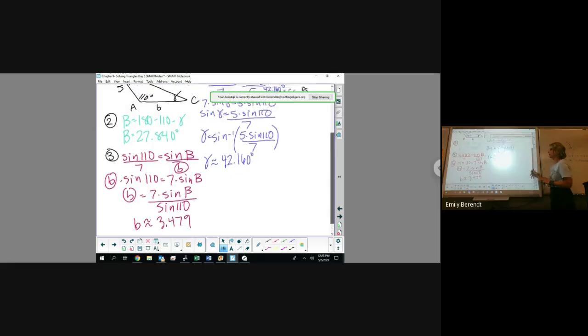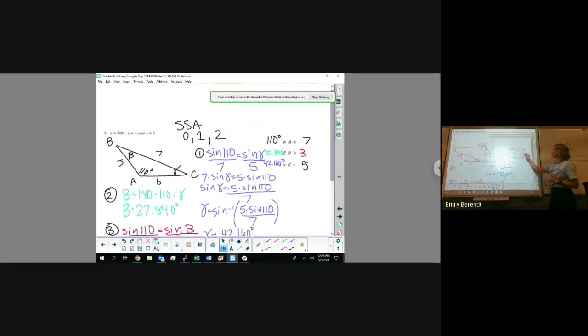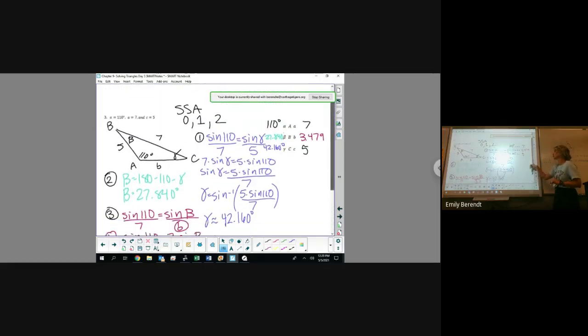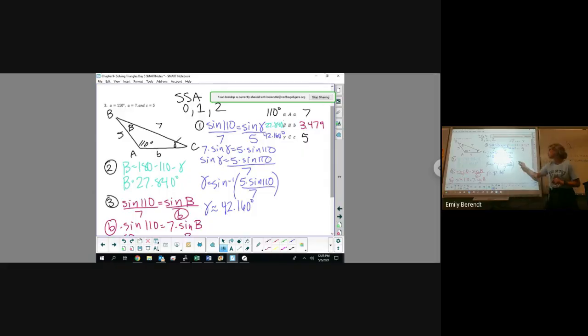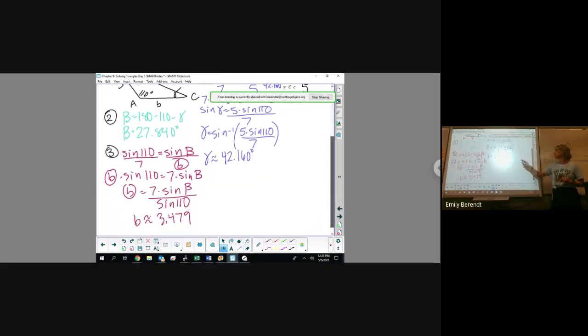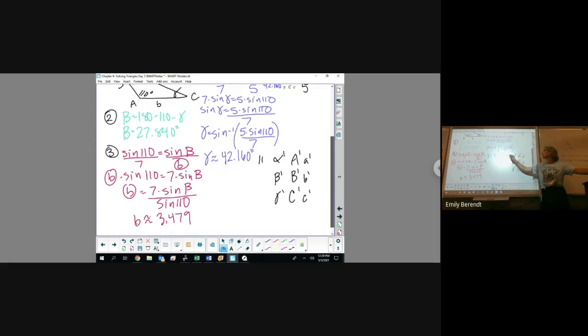Go ahead and make a second chart. Remember that all of your original values that were given in the problem apply to the second chart. So we have that 110, opposite side of 7, and a length of 5.